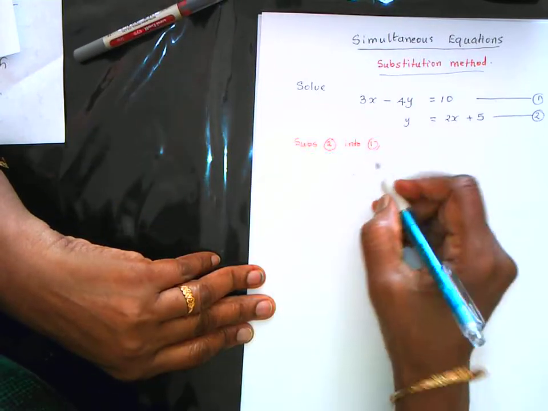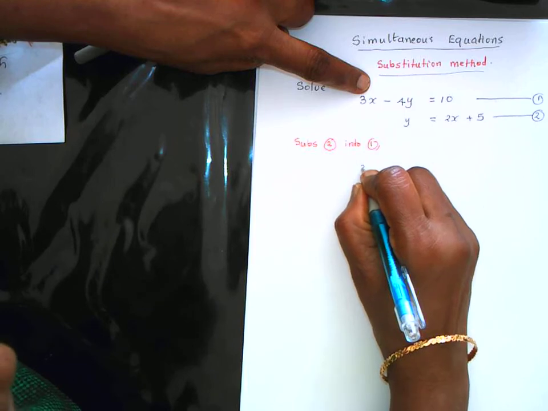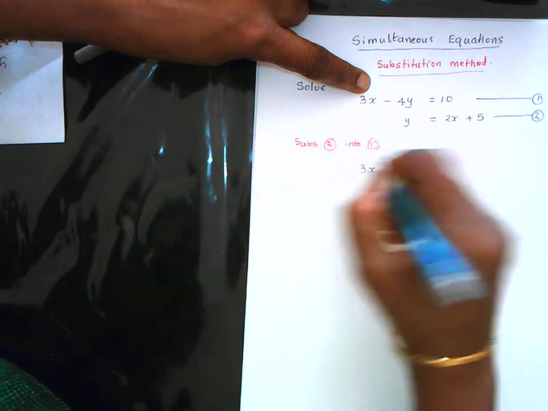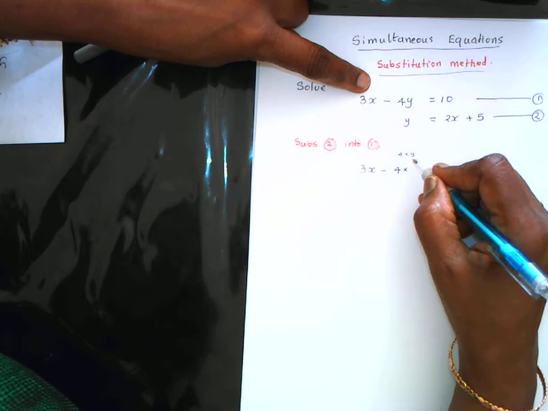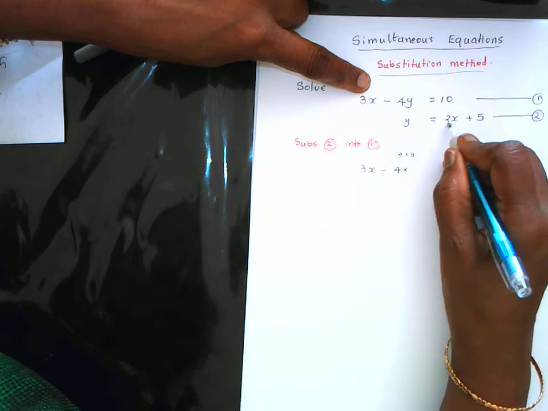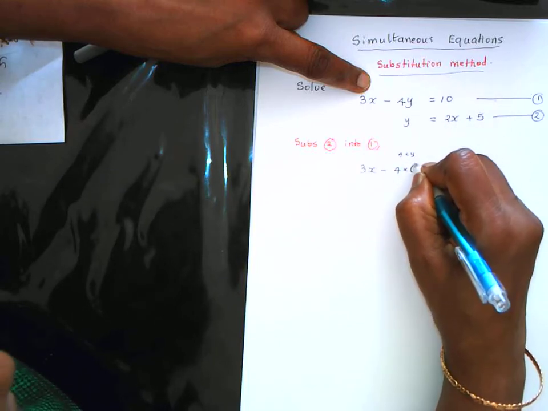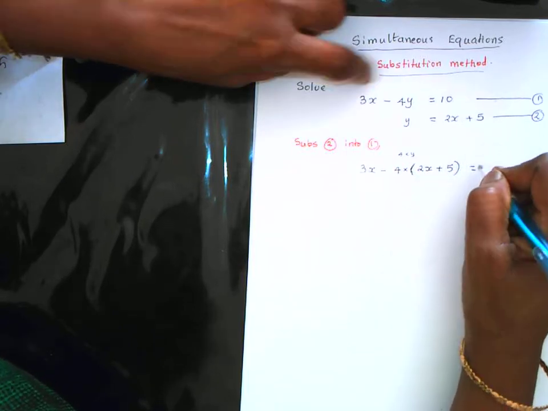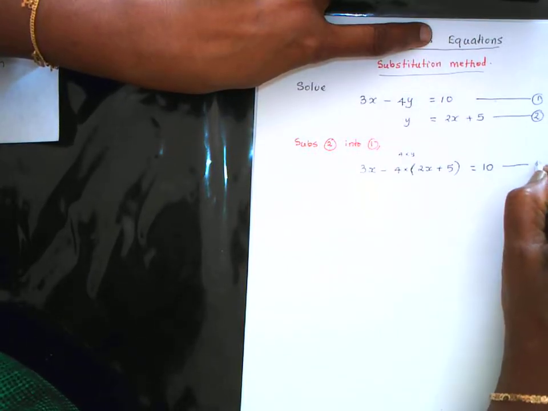Now we go to equation 1, which is 3x. I can't do anything with that, just write 3x as it is. Then minus 4y. When you see 4y, 4y is 4 times y. But y has two terms, it's more than one term. So therefore, you have to use a bracket for y, which is bracket 2x plus 5, and equal to 10. Okay, this is a new equation, so I'm going to call this 3.